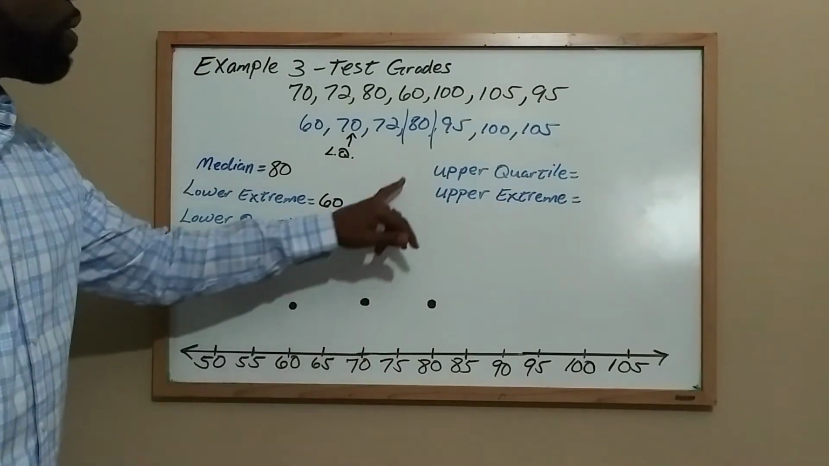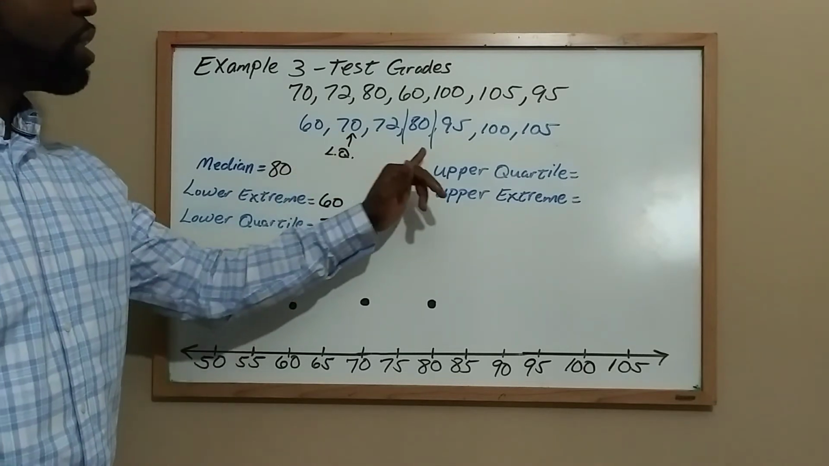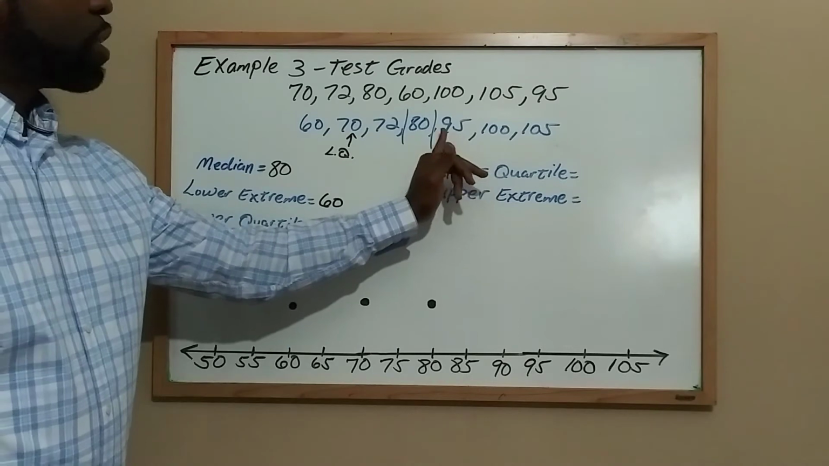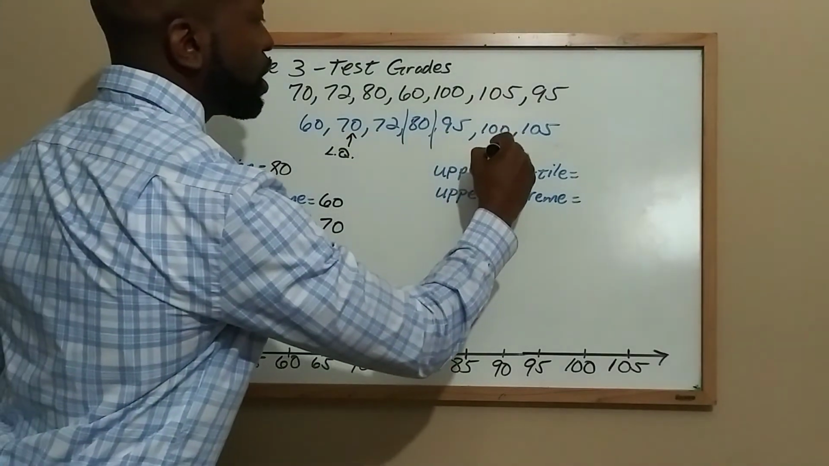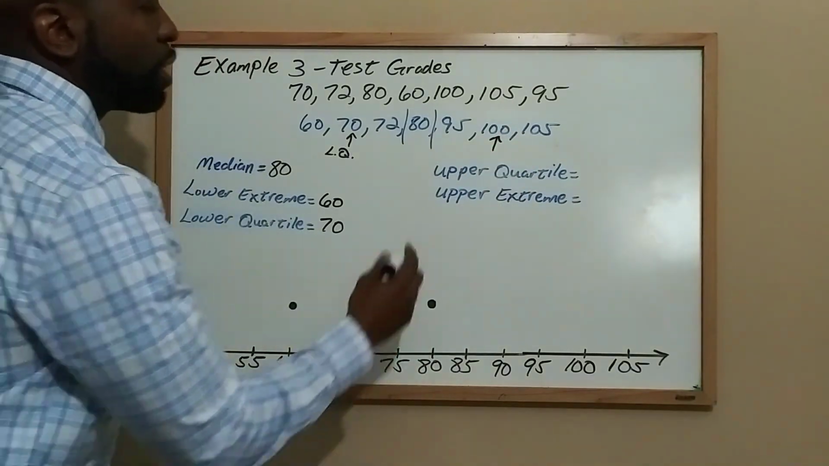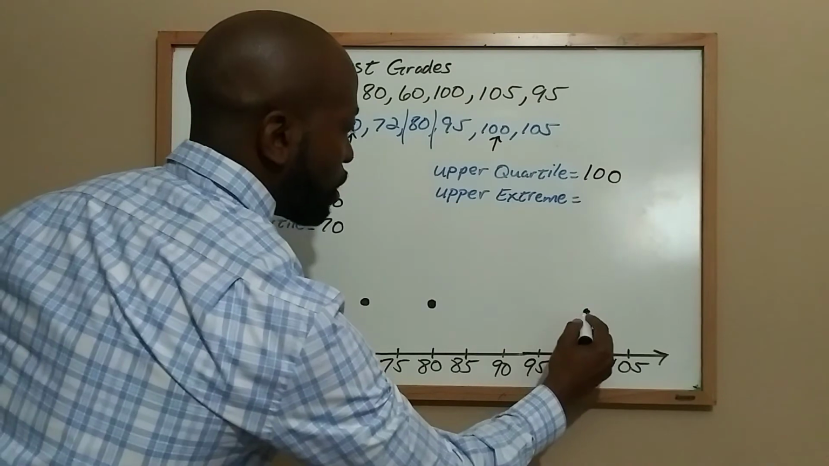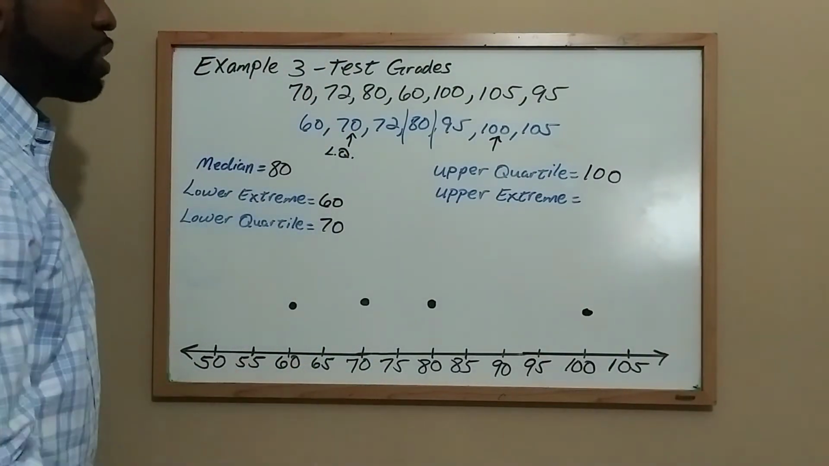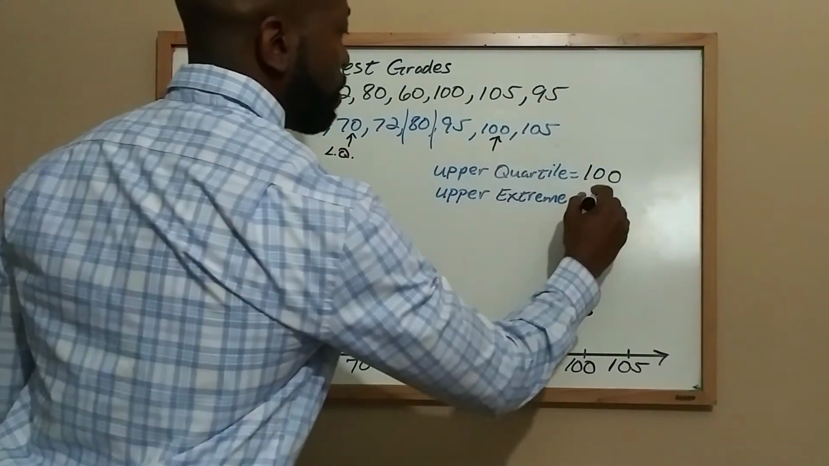And for the upper quartile, that's our median for the upper half of the data. The upper half of the data are the numbers to the right of the median, which is 80. So the numbers to the right of the 80 are 95, 100, and 105. The middle number is 100. So the upper quartile is 100. And the upper extreme is the largest number that's given in the data set, which is 105.